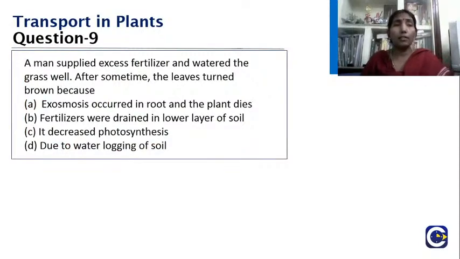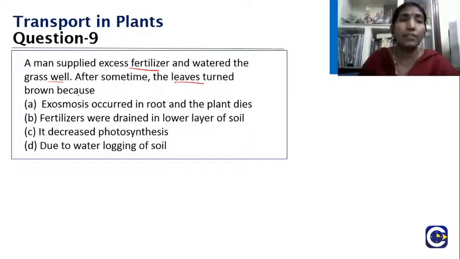Here comes another interesting question. See, a man supplied excess fertilizer. So this usually happens with our farmers, where they will come with all these issues. So what has happened here with this farmer? He has said that there was excess fertilizer and he watered the grass well. So he has given more fertilizer and he has given enough water.